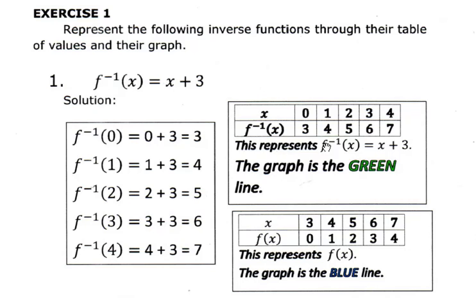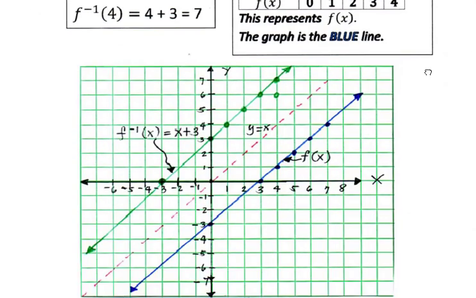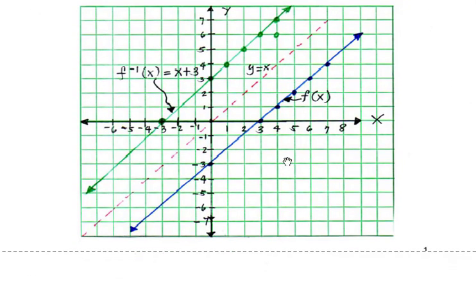And this represents the green line in the graph. So, okay, let me show you the graph. The green line. So this is the green line, our f inverse of x equals x plus 3. Let's try to see if x is 0. So we have here x is 0. Then the value of y is 3.